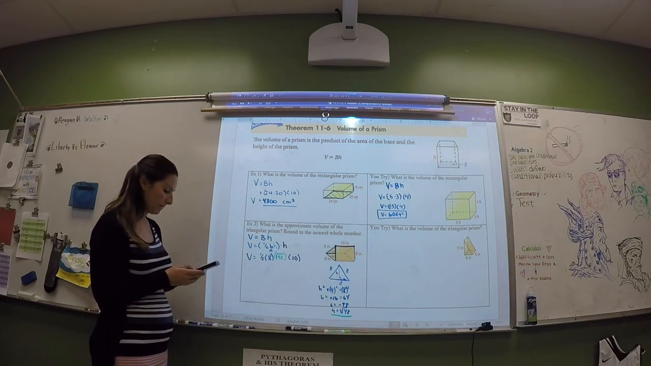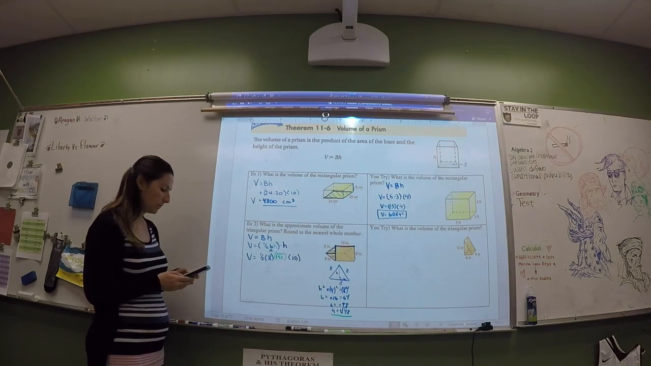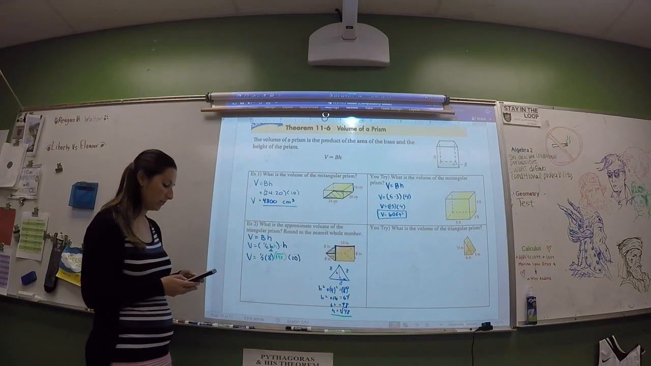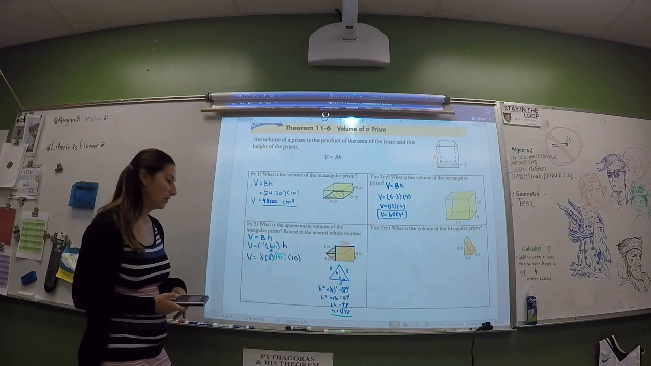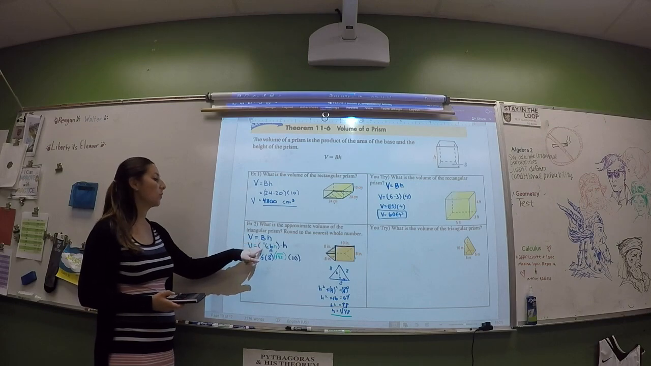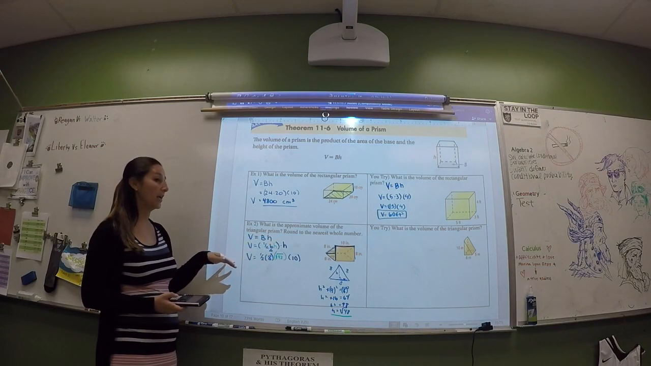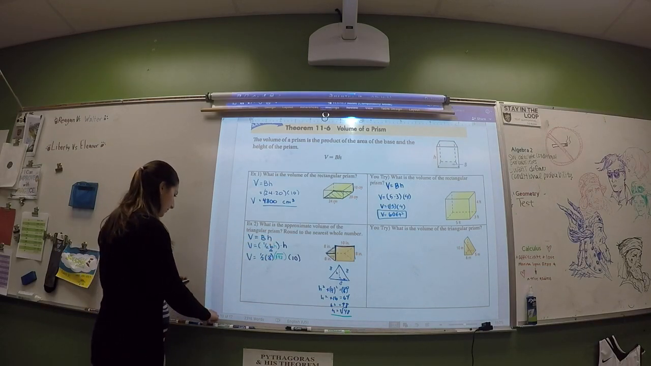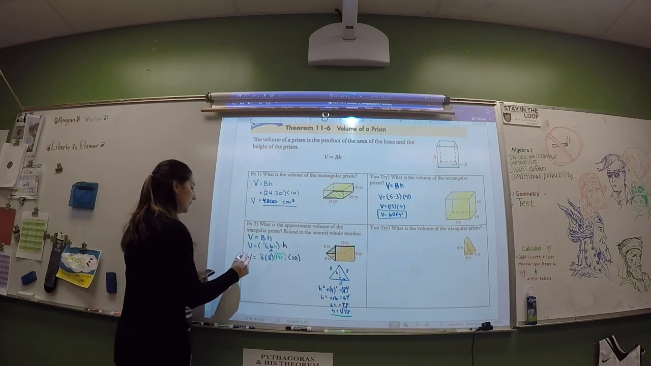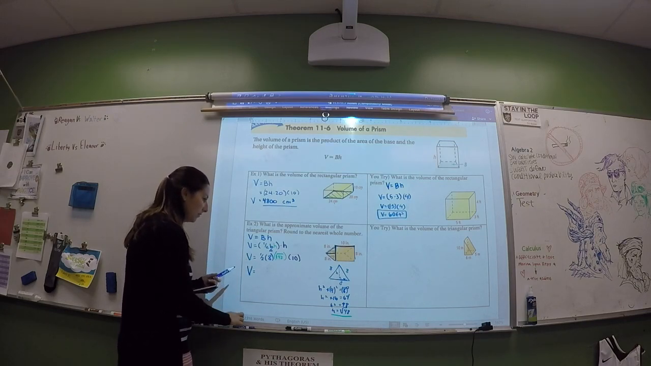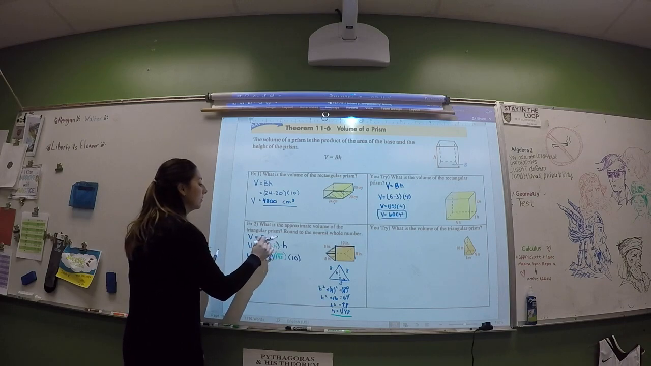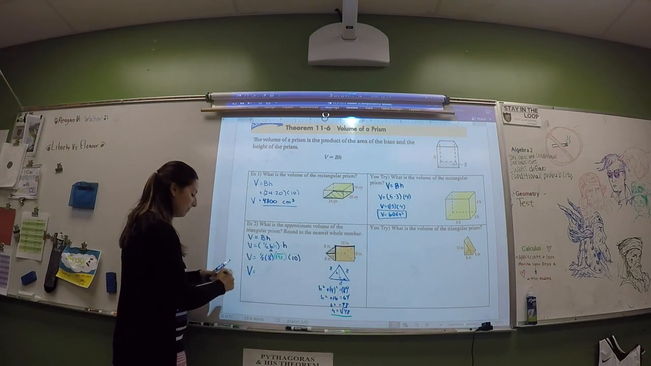Wait, why would the base be just 8 if there's 2 8s? The base of the triangle is just 8. Okay, I see what we're doing. The area of the base is 1/2 base times height of the triangle. I didn't see it like that; this whole thing is representing this base. I was confused for a second already.